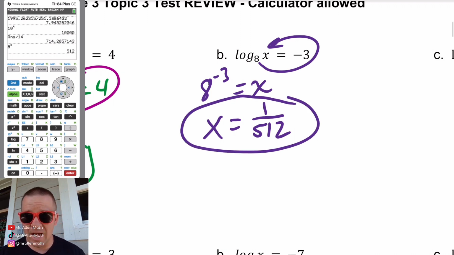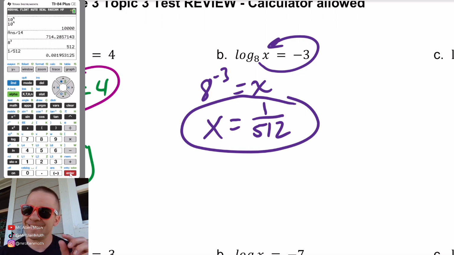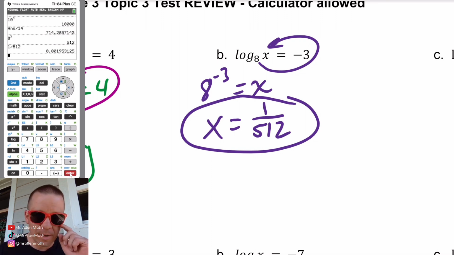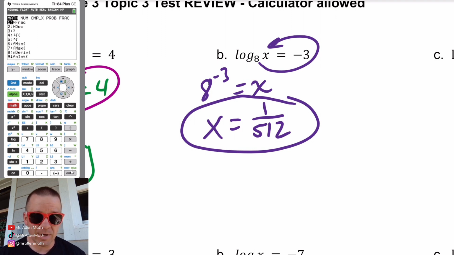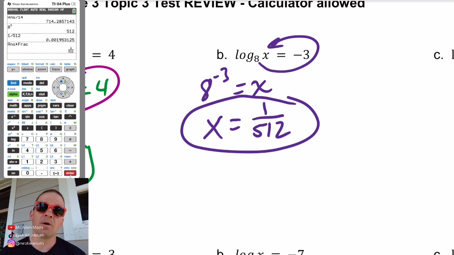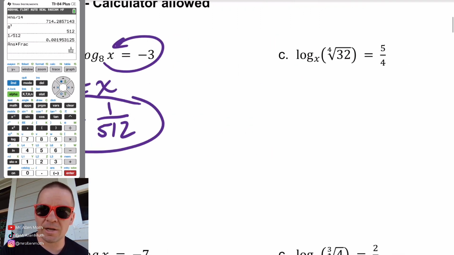We could even get a decimal for that one. Let's see here. So 1 divided by 512. It's a little tricky to type these things in. I don't have my calculator hooked up right now, but that's pretty messy, man. I'm going to write x equals 1 over 512. If it was multiple choice, it would be that right there. But in the event that you have this crazy decimal after doing 8 to the -3rd, you can hit math and choose frac. So hit enter, enter one more time, 1 over 512. Boom. That's awesome. Let's move on to part C here.